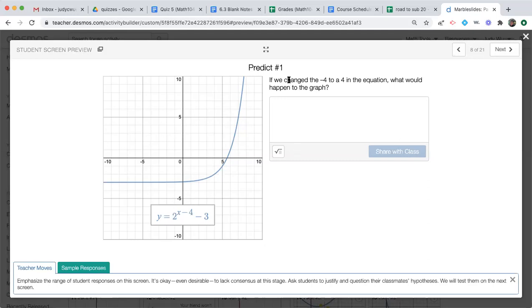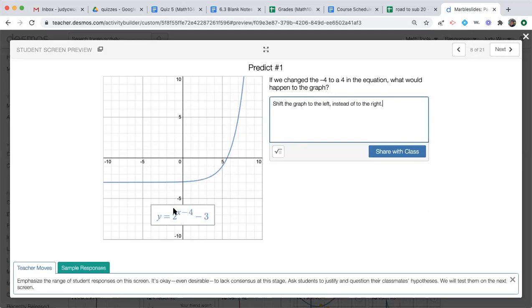So one other kind of question that you're gonna see is this prediction one, okay? So we have this equation below, y equals 2 to the x minus 4, minus 3. And the question here is if we change the minus 4 to a plus 4 in the equation, what would happen to the graph? Okay, so let's think about that. If I have a plus 4 instead of a minus 4, we're not reflecting it. I think we are going to shift the graph to the left instead of to the right.